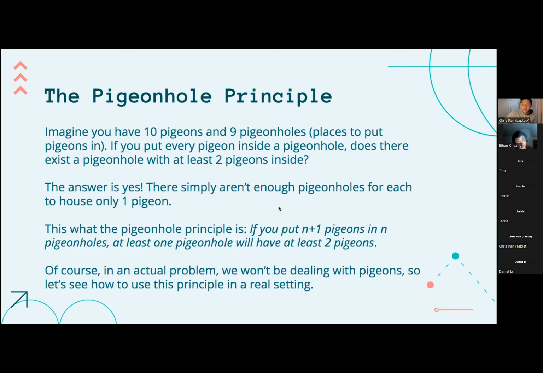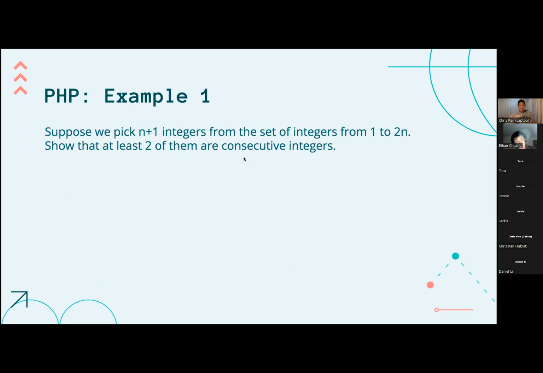The proof of this is kind of obvious. If you only put one pigeon in each pigeonhole, you're only going to get n pigeons. But you had n plus one pigeons. So where is that last pigeon? Well, it must be in a pigeonhole, so that pigeonhole will have at least two. Okay, so this is a first example.